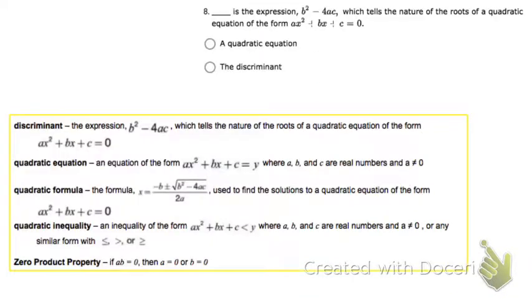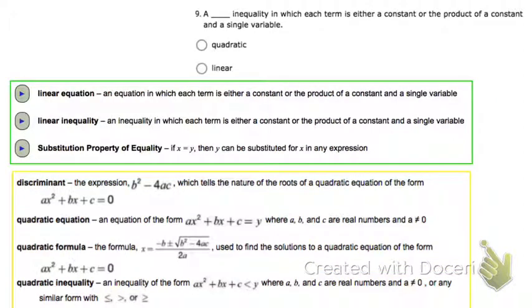Sorry, I think there was one more. Yep, here we go. This one I had to take the definitions from two different lessons, but I just put those here. Which one matches this definition?